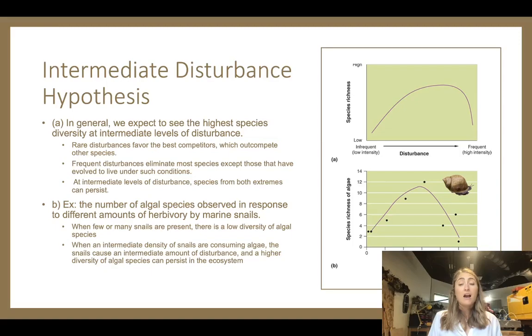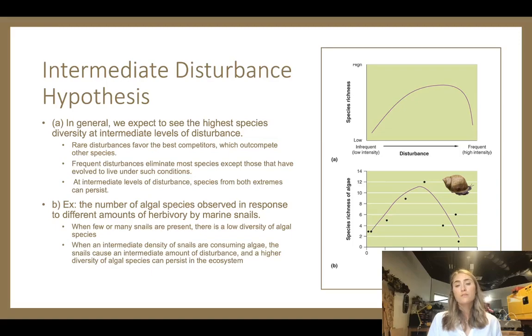When we have a high amount of snails present, the only algae that's able to persist is the algae that's non-palatable to the snail. So all of these snails are going to come in and mass consume all of the algae except for the type of algae that's non-palatable to them. So maybe one type of algae species. Whereas if we introduce an intermediate density of snails, they're going to be able to consume algae from both sides. And we'll get the combination of algae that can survive in both low and high intensity disturbance situations. So in this case, we see the most species diversity.